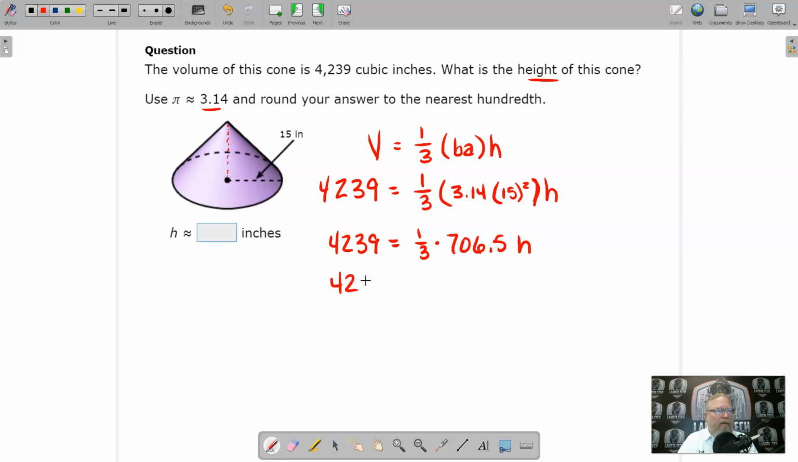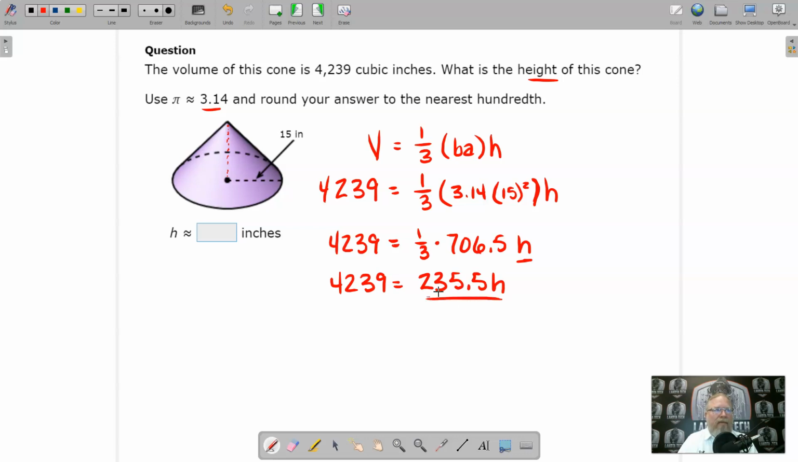Now 4239 equals, I'm going to do 706.5 divided by 3. Let's divide that by 3. That would be the same as multiplying times the 1/3, and I'm going to end up with 235.5. And let's bring down this H.